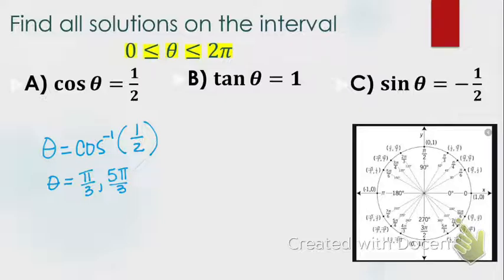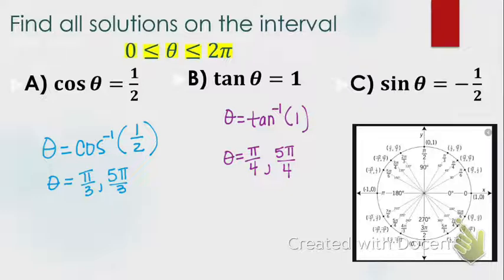Okay, for question B, we put in our inverse tangent. So theta equals the inverse tangent of 1. So that's an easy tangent to find. Tangent is positive in quadrants 1 and 3. So your answer should be pi over 4. And what's your second one? 5 pi over 4. Who had those 2 answers?